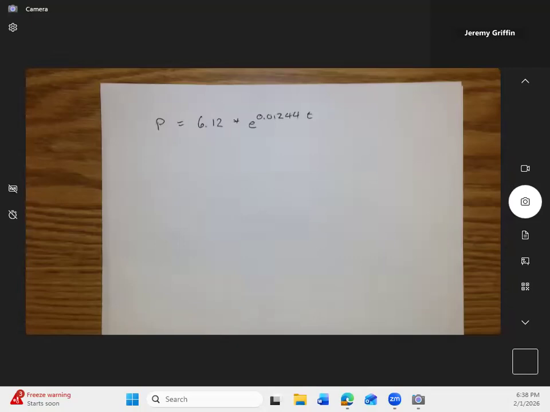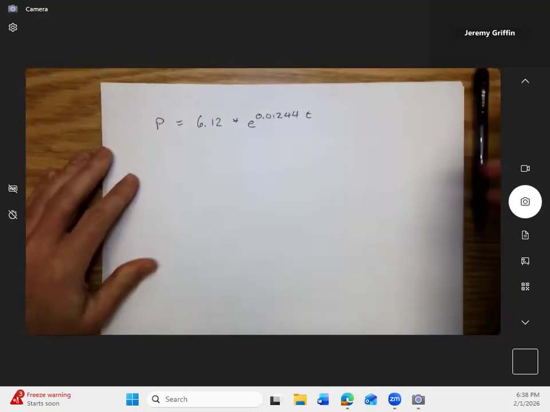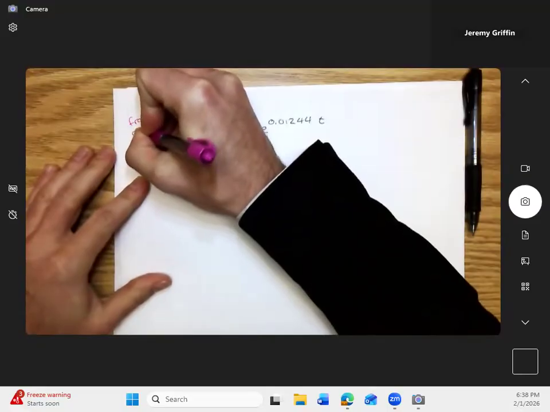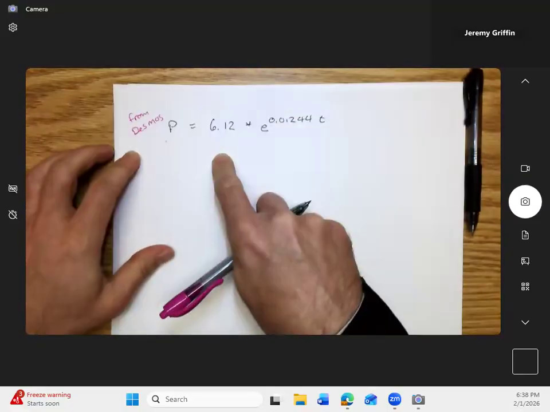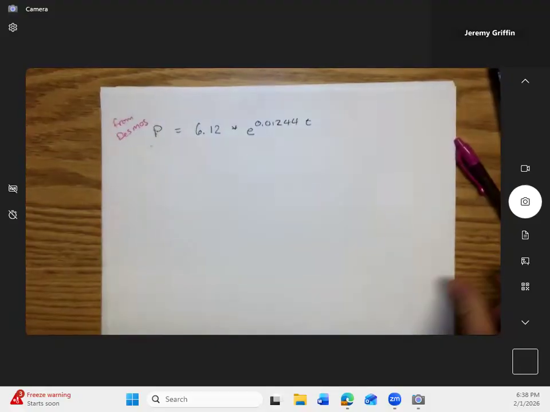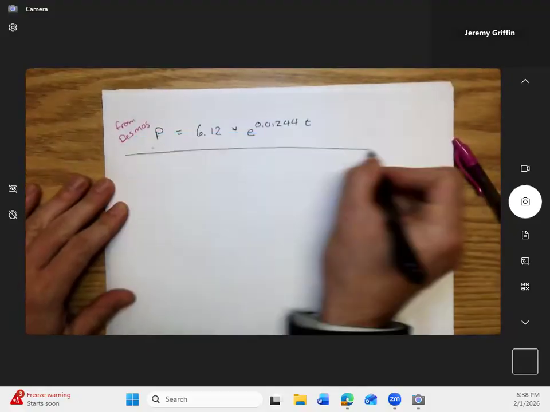Come on back here. Where'd it go? Hold on. All right, so this is what we got from Desmos. I'll go ahead and label this one from Desmos. I'm kind of curious to see what I get with a different method. So here, we'll hold this one to the side.